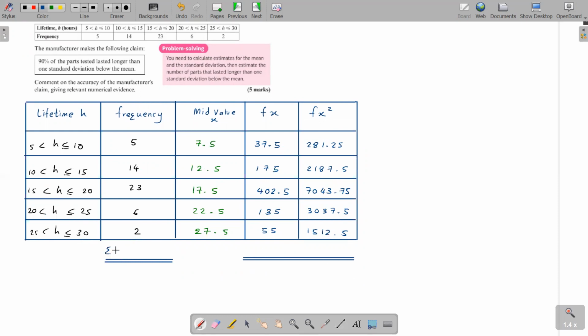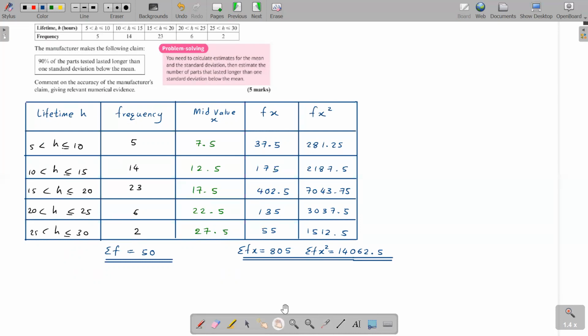Frequency column, what's the total? 50. Fx column, what's the total? 805. Fx square column, what's the total? 14,062.5. Guys, do you agree with this answer? All you have to do is add everything over here. Simply add everything over here.